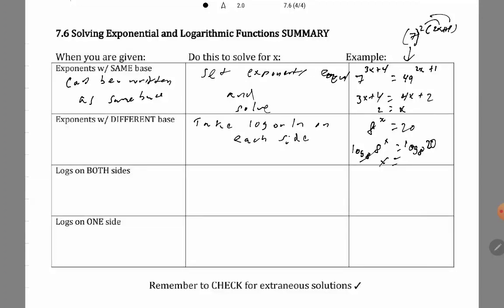If you have logs on both sides, that's if they're the same base. If they're the same base, you can just set them equal to each other. You just get rid of the logs, cancel logs, set expressions equal and solve.